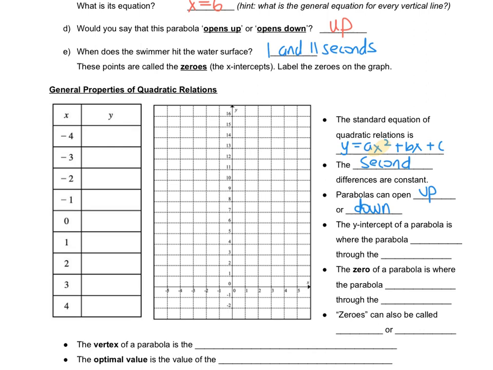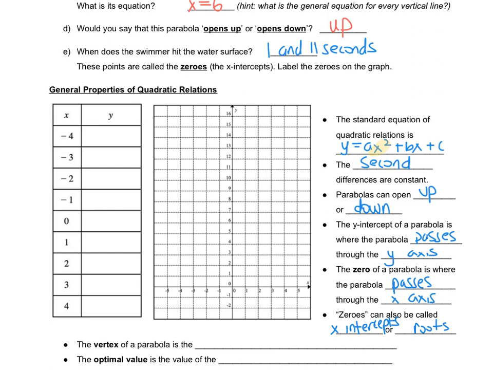The y-intercept of a parabola is where the parabola passes through the y-axis, and the zero of a parabola is where the parabola passes through the x-axis. Zeros can also be called x-intercepts, but they can also be called roots. We don't use that one as much, but all three names mean the same thing.